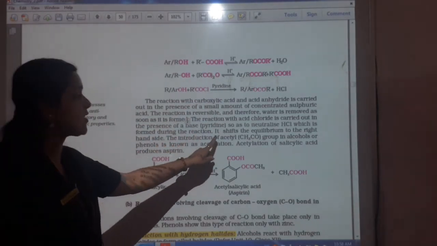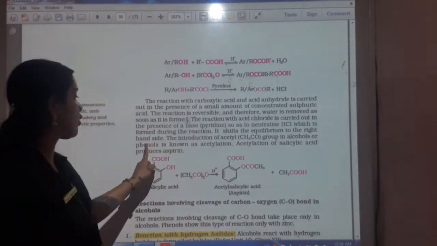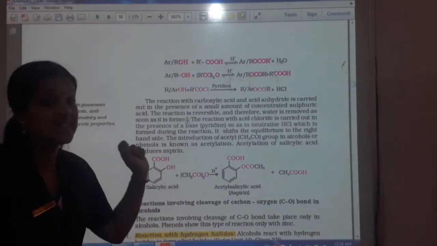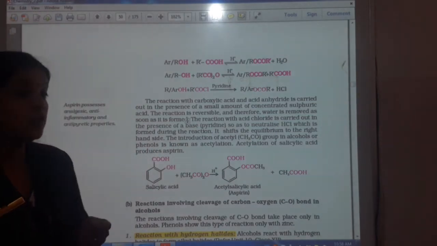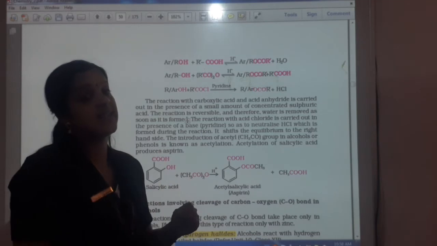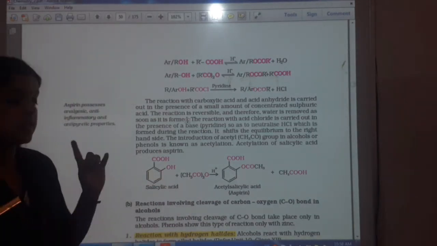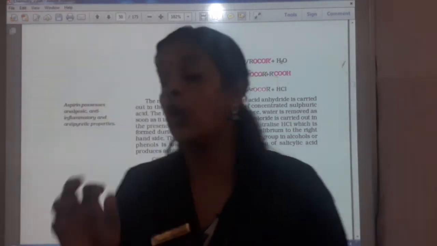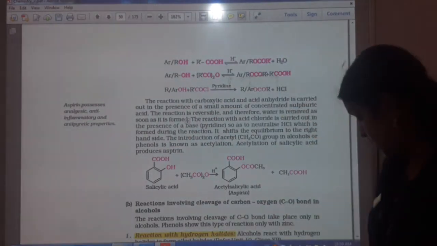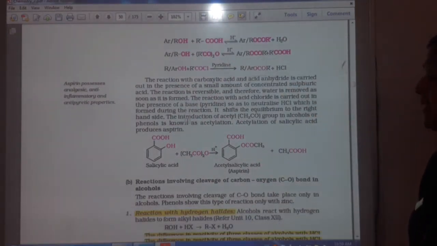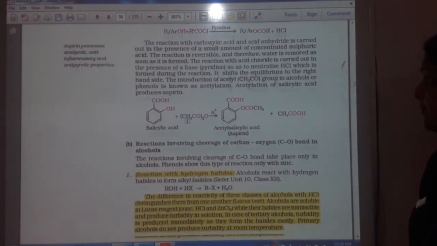Okay. Now the introduction of an acetyl group in alcohols or phenol is called acetylation. So they can give you in the exam, write the acetylation reaction. So you should be knowing it. And the next reaction is the most important reaction, formation of aspirin, which is acetyl salicylic acid.